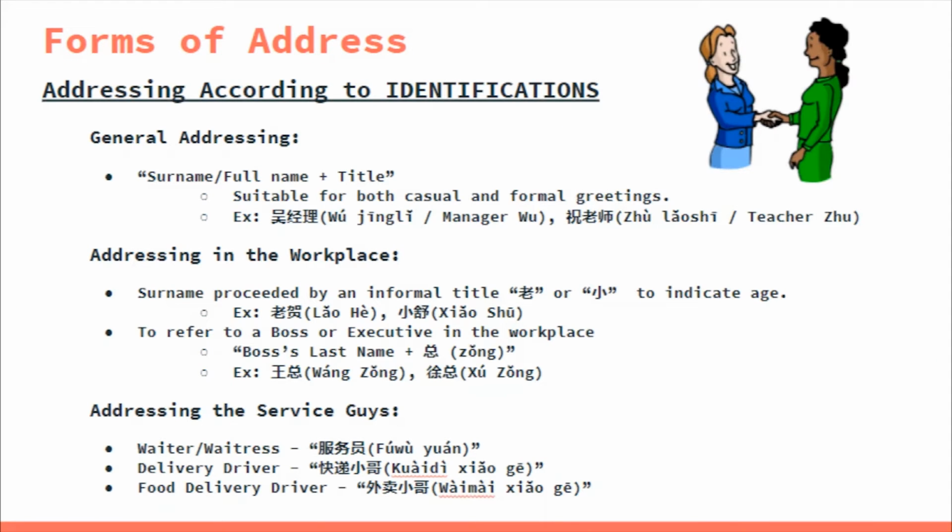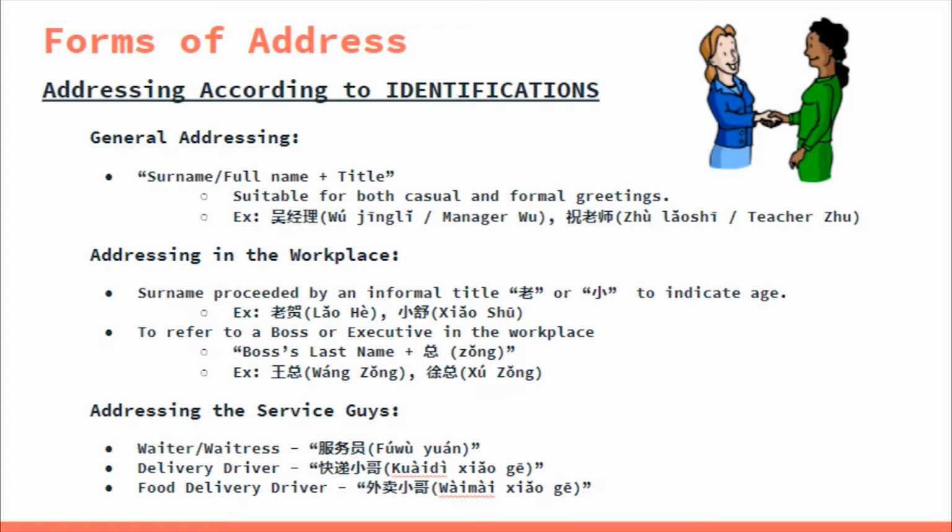Forms of address. In this section, we will be going over addressing according to 3 types of identifications: general addressing, addressing in the workplace, and addressing those in the service industry. First, we will be going over general addressing. This is how we would speak to individuals in a general setting.